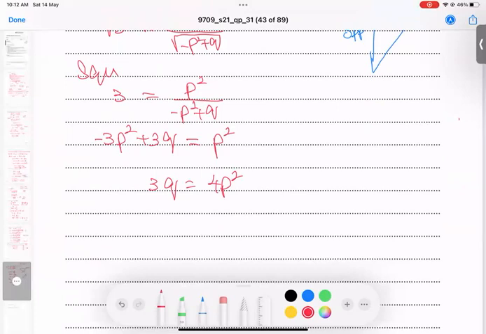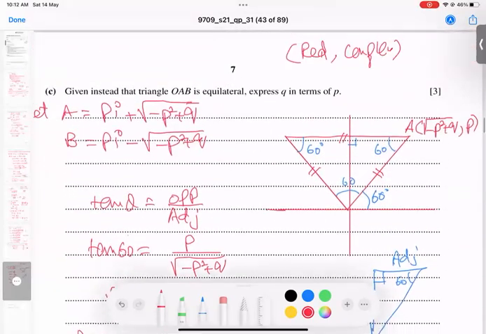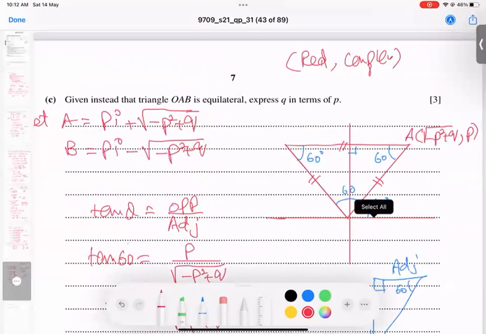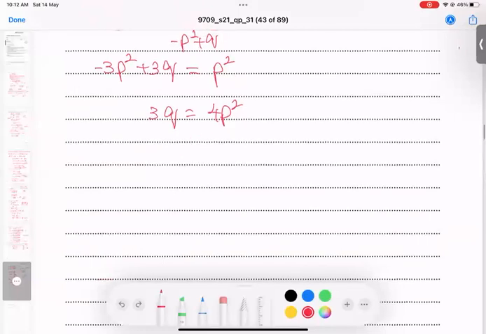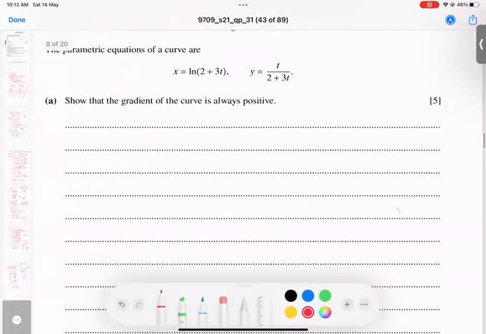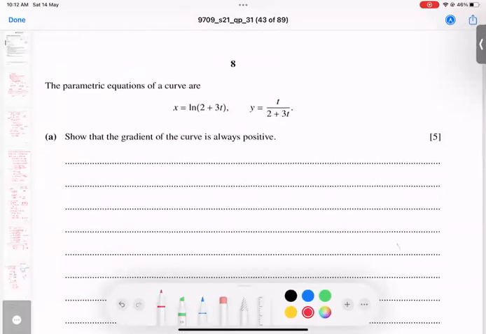Or you can make Q the subject because he mentioned, sorry, he mentioned express Q in terms of P. Q is the subject, we make it. Otherwise, you can stop on any level, no problem at all. Alhamdulillah Rabbil Alameen, this question is clear. Let's go for the next one.